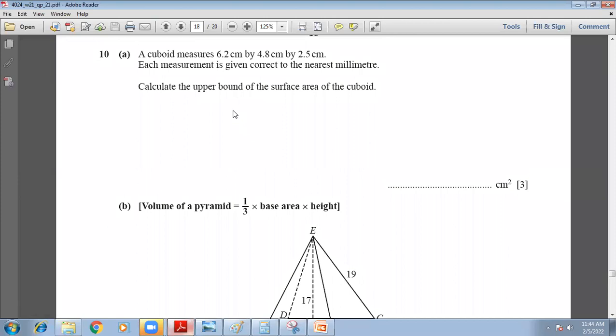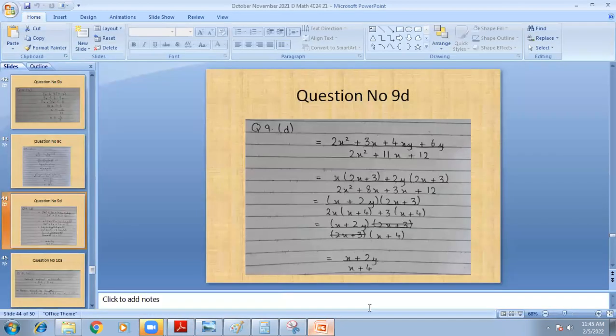Okay, so we are on question number 10. It says a cuboid measures 6.2 centimeter by 4.8 centimeter by 2.5 centimeter. Each measurement is given correct to the nearest millimeter. Calculate the upper bound for the surface area of the cuboid. The lengths are in centimeter, but they are correct to 1 millimeter. So let me show you how this is done.